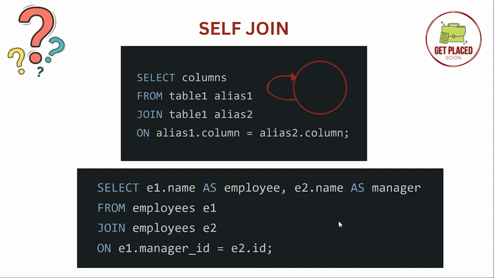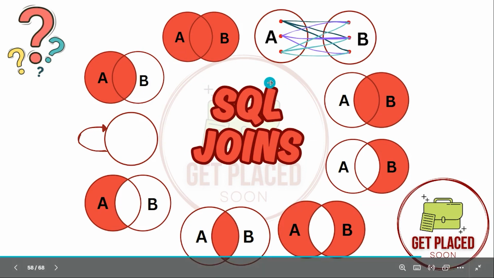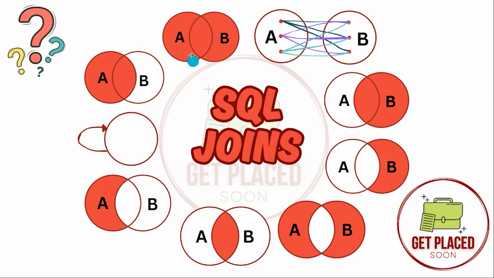So this is a bit tricky, but I hope you understood. So these are all the types of joins we have discussed. Quickly, let us say what these joins are. This is a full outer join. This is a cross join. This is a right outer join. This is right outer join with null exception. This is full outer join with null exception. This is inner join. This is left outer join with null exception. This is self join. This is left outer join. So these are all the types that we have discussed.